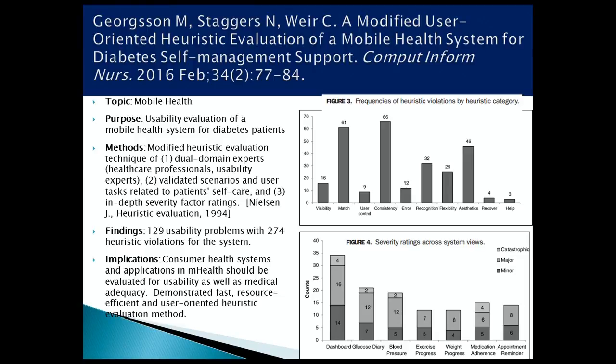So they modified some of Nielsen's criteria, and the main thing that they pointed out was that using dual domain experts is really beneficial. I just wanted to make the point that I think everyone in this room is a dual domain expert: expert in nursing and in informatics. By combining that, they found more usability issues that weren't detected by just single domain experts.